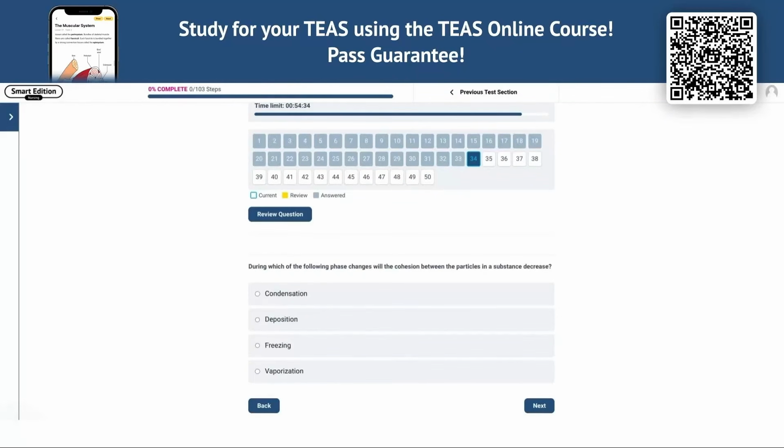During which of the following phase changes will the cohesion between the particles of a substance decrease? So this is pulling in some of that states of matter and properties of matter information that you should also be aware of when prepping for your TEAS exam. So we've got condensation, deposition, freezing, and vaporization. Okay, the correct answer here is D, vaporization.